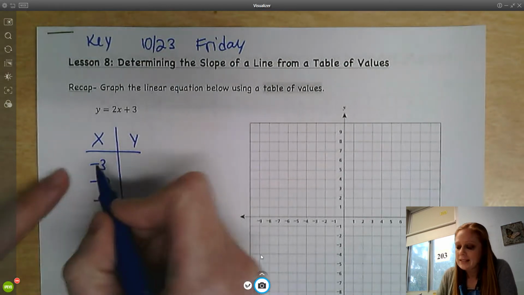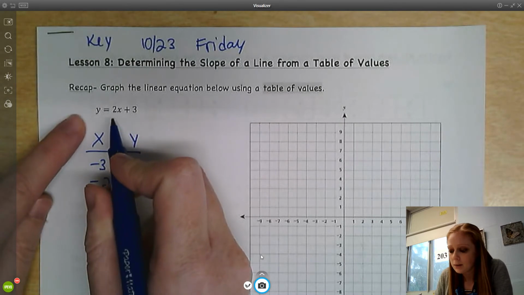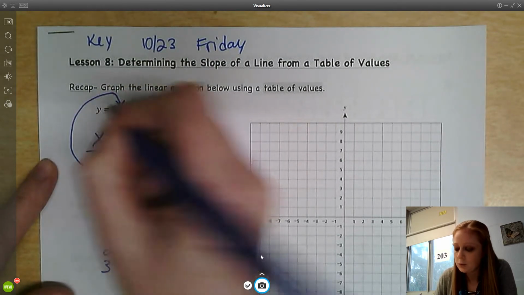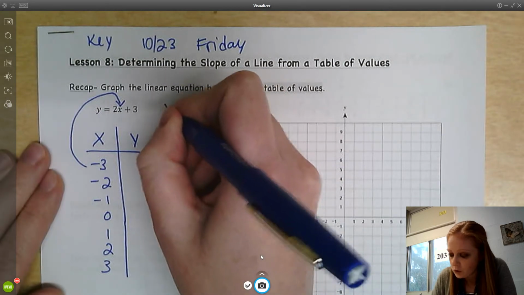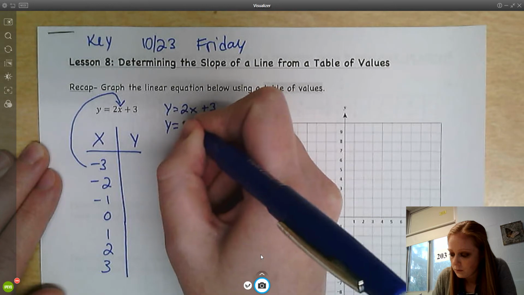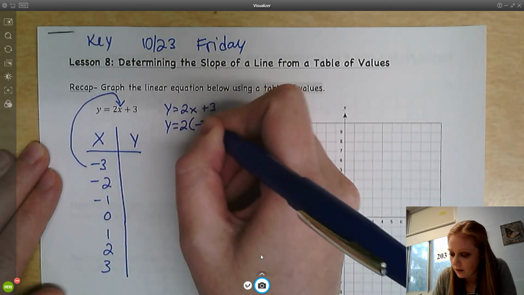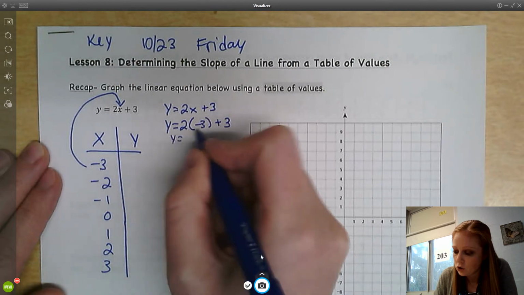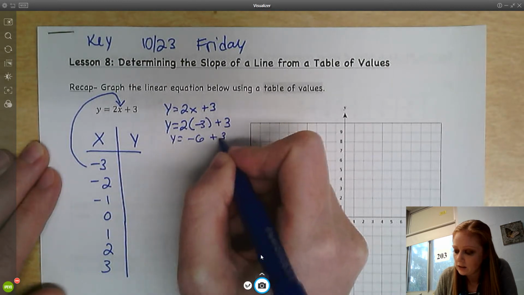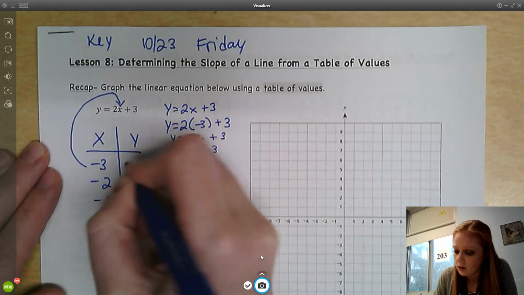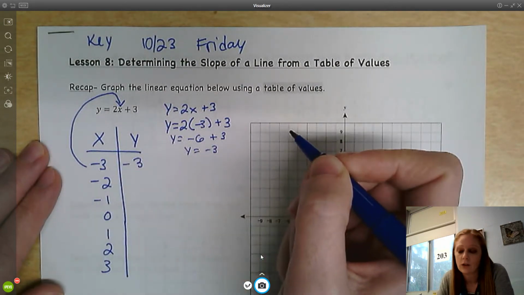Okay, so now I'm going to take my x values, plug them into my equation for x, and see what the y is. So for the first one, my x value is -3, so I'm going to plug that in. 2 times -3 is -6. -6 plus 3 is going to give me -3. So that means my y coordinate is -3.